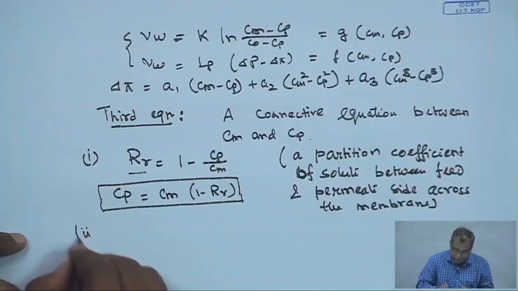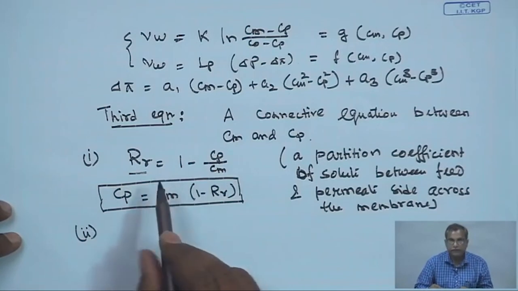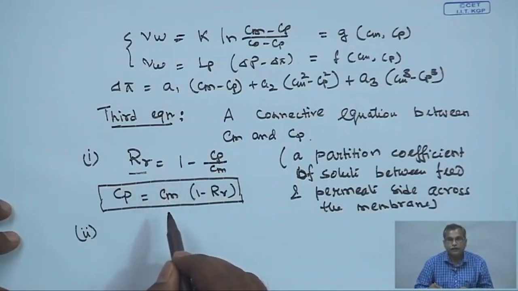What is the second idea? Instead of this definition of real retention, one can use the solution diffusion model that we have already derived earlier. If we are talking about a nanofiltration system or a reverse osmosis system, we are going to use the solution diffusion model in order to invoke the third equation. If you are talking about ultrafiltration, with lower cutoff or higher cutoff, then we will be invoking the definition of real retention in order to connect Cp and Cm as a third equation.